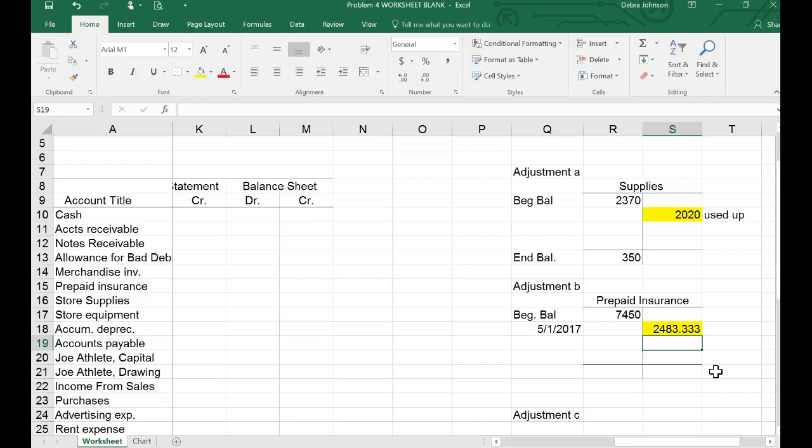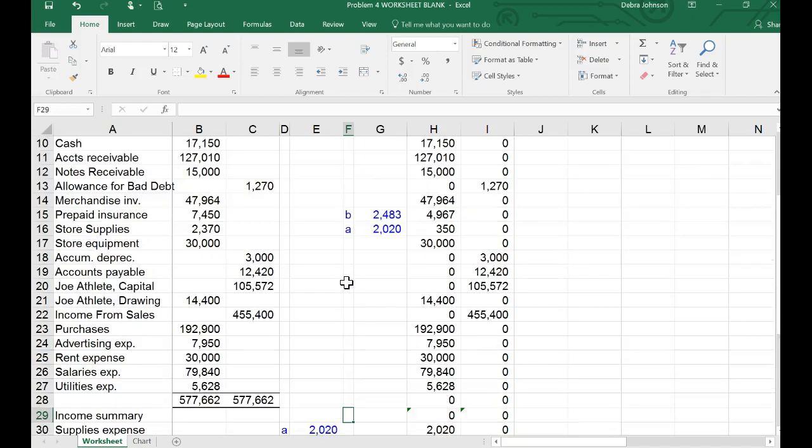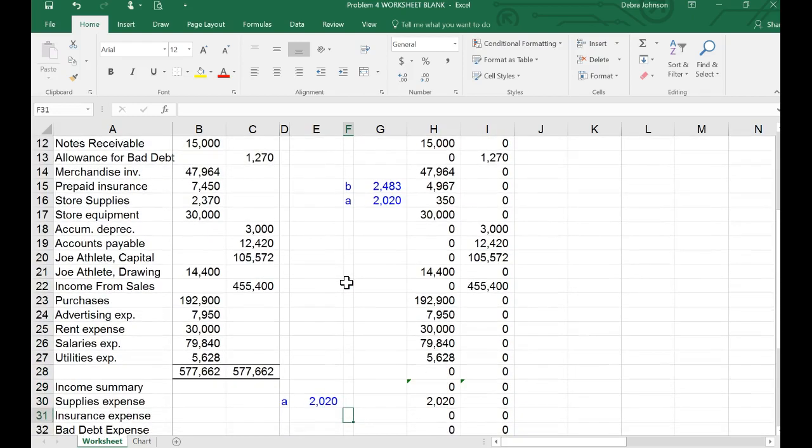When we're doing worksheets and working with financial statements, let's just drop the cents. So our adjustment's going to be for $2,483. $2,483 will be credited to the prepaid and debited to an insurance expense account. There it is. So I have those adjustments in.